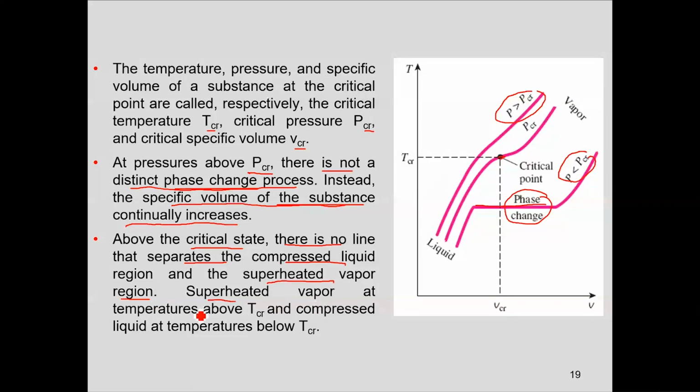Superheated vapor region is basically for temperatures above the T critical, and compressed liquid for the temperatures below the T critical. So for this line, the last line, up till this point, for temperatures less than this, you will have compressed liquid. For temperatures greater than this temperature, which is this line, you'll have superheated vapor phase. Clear enough? Yes, sir.